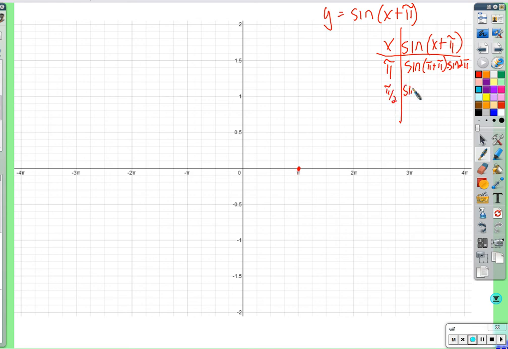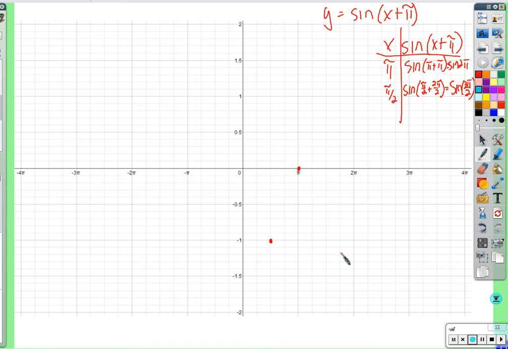Pi over 2. So we get the sine of pi over 2 plus pi, but we need a common denominator, right? Plus pi, so plus 2 pi over 2. So we're going to take the sine of 3 pi over 2. What's the sine of 3 pi over 2? Negative 1. Now that is different. Normally the sine goes up to 1 and then through 0 and then down. Oh, wait, wouldn't it be in between pi and 2 pi?